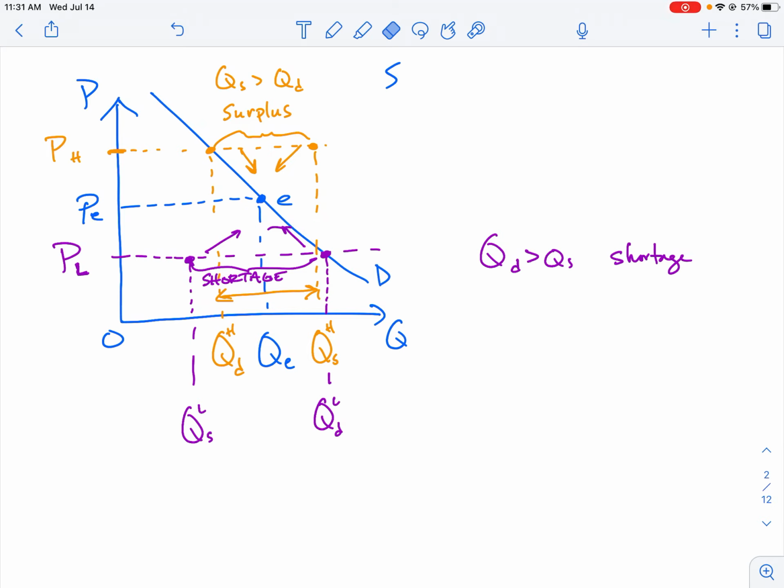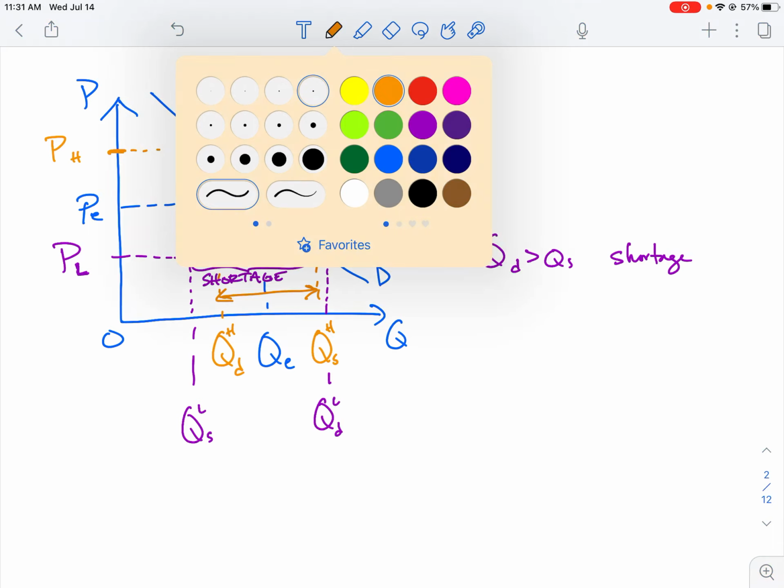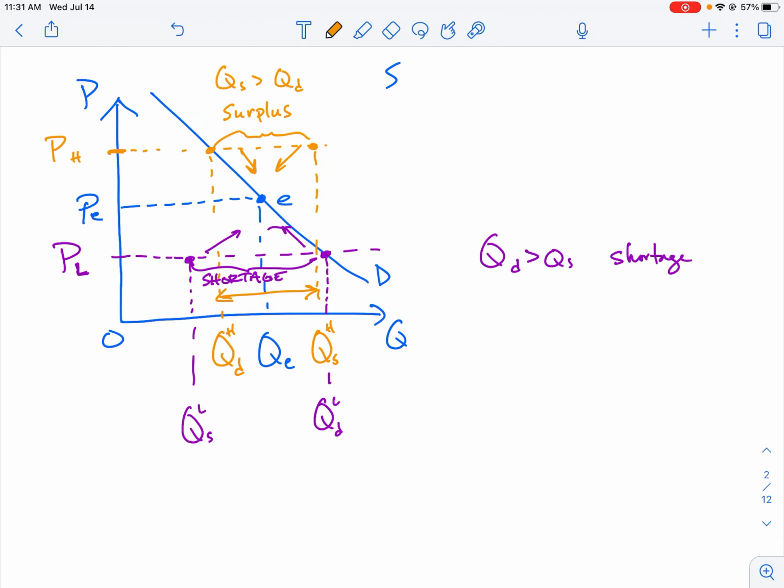Whoops, got a little bit out of hand with my erasing. Hold on, let me fix that. That was blue, wasn't it? Yeah. There we go.